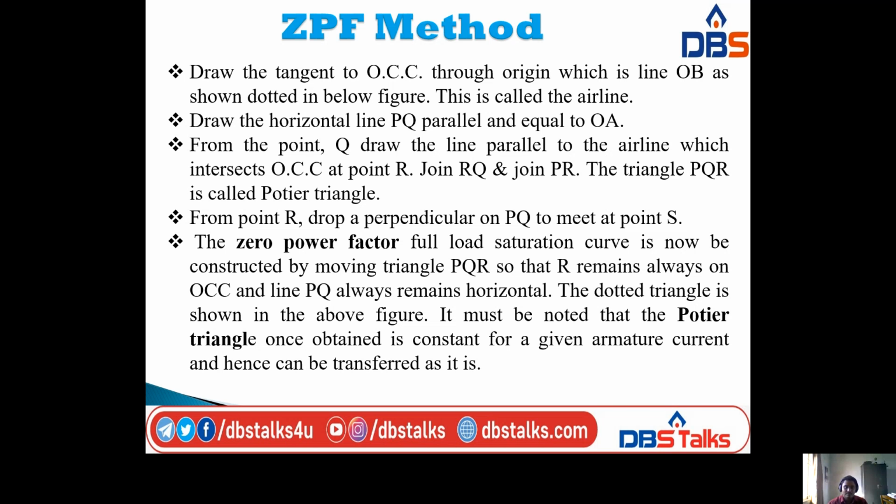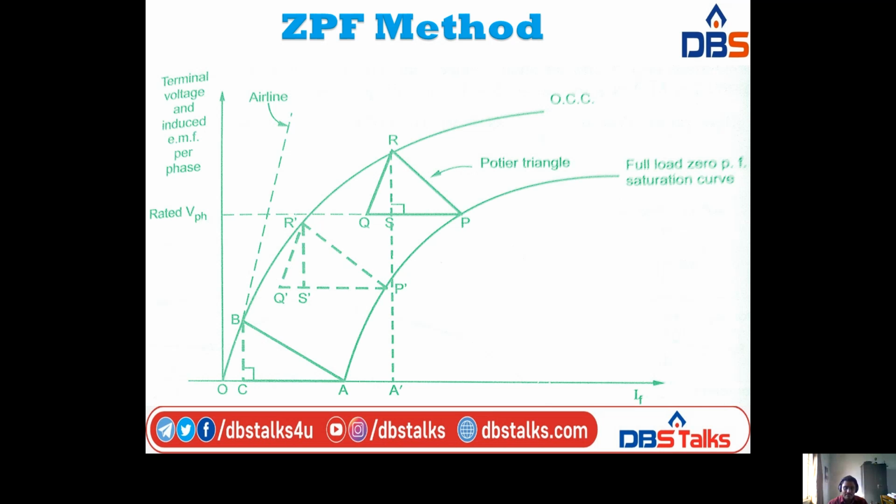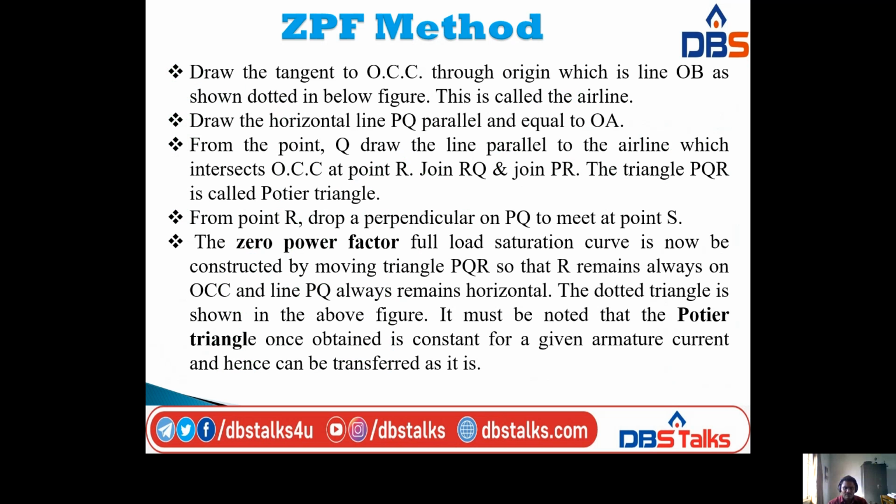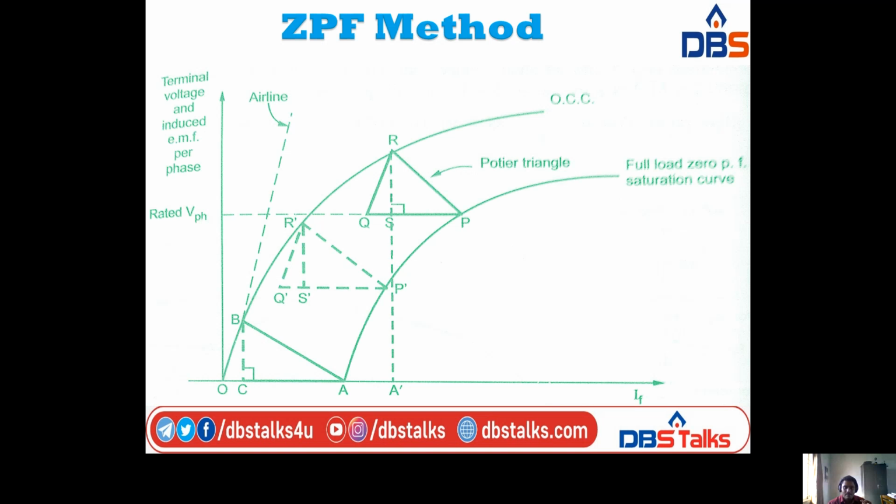So next, from the point R, we drop a perpendicular on PQ to meet at point S. Where is the point? This one. So it meets PQ at point S. This dotted line is the perpendicular, and PQR is the Poisson triangle.